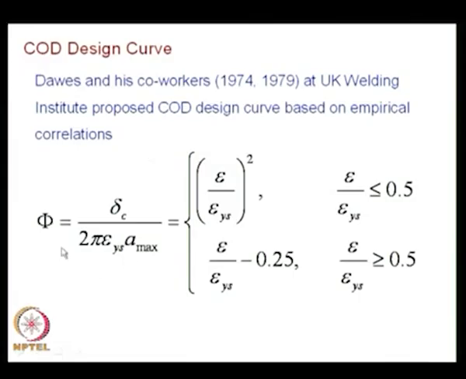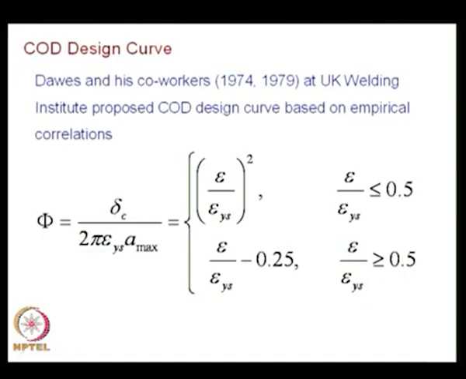So, you have capital phi equal to delta C divided by 2 pi epsilon ys A max, that is equal to epsilon by epsilon ys whole squared, when epsilon by epsilon ys is less than or equal to 0.5. This quantity is equal to epsilon by epsilon ys minus 0.25, when epsilon by epsilon ys is greater than or equal to 0.5.